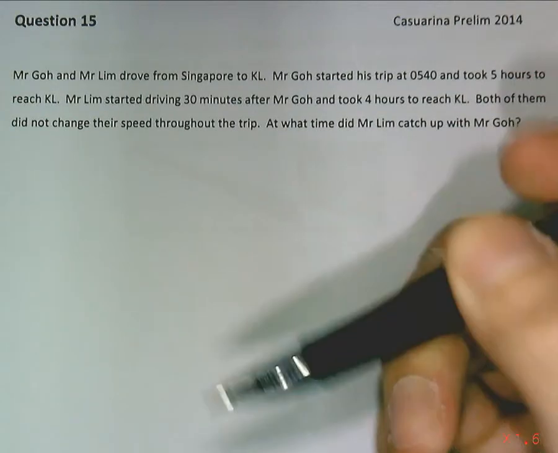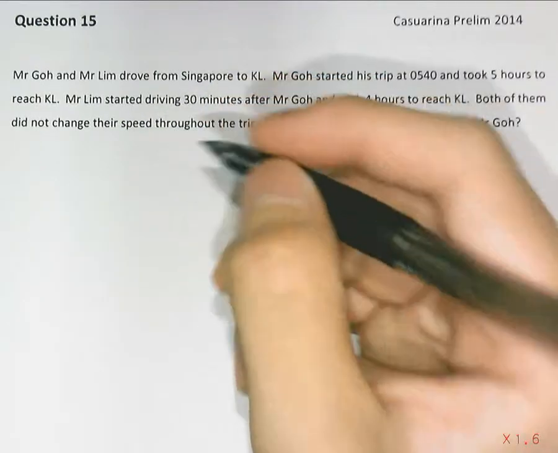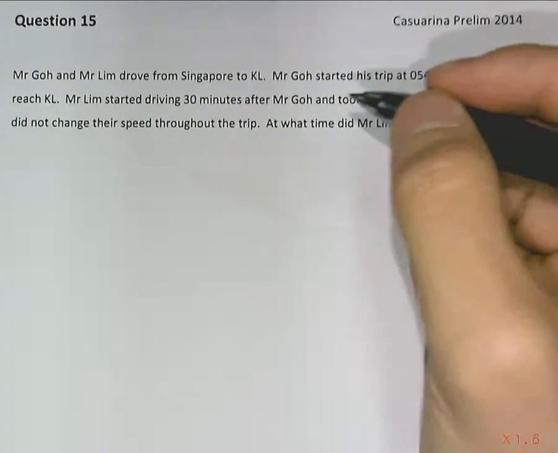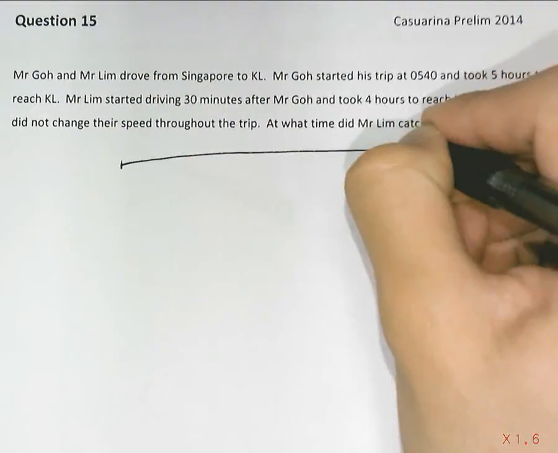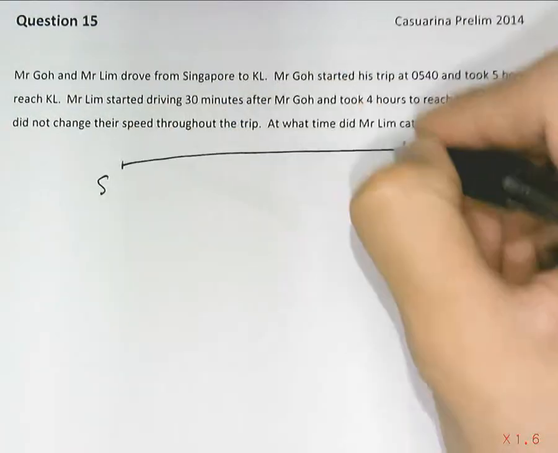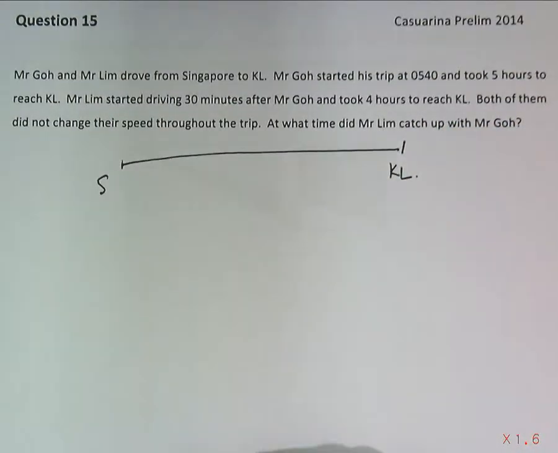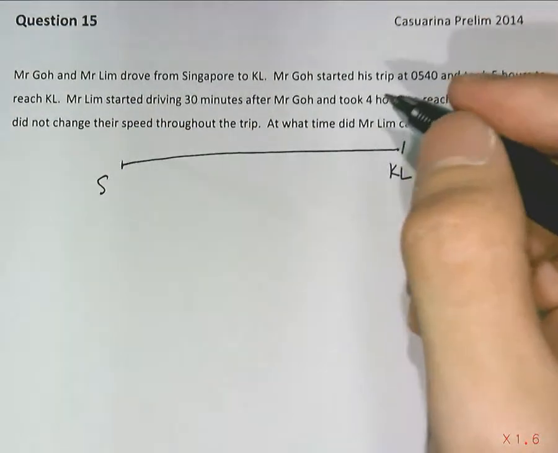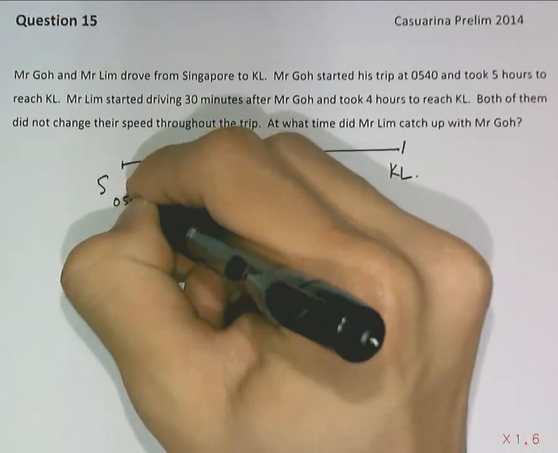Now it's given that both Mr. Goh and Mr. Lim will travel from Singapore to KL, so eventually they're going to complete the same distance. Alright, so Mr. Goh started first. He started at 5:40.